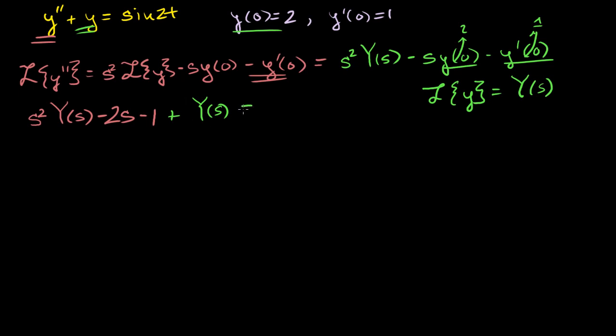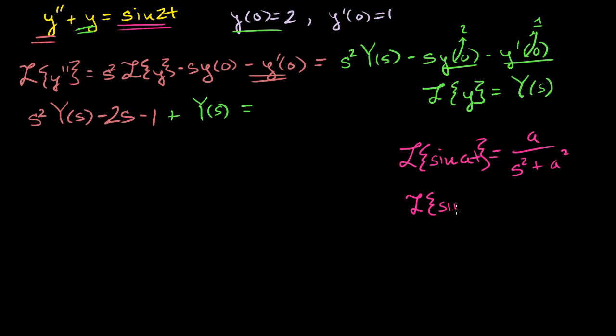And then this is going to be equal to the Laplace transform of sine of 2t. I showed you in a video last year what the Laplace transform of sine of at is, but I'll write it down here just so you remember it. The Laplace transform of sine of at is equal to a over s squared plus a squared. So the Laplace transform of sine of 2t, here a is 2, is going to be 2 over s squared plus 4.